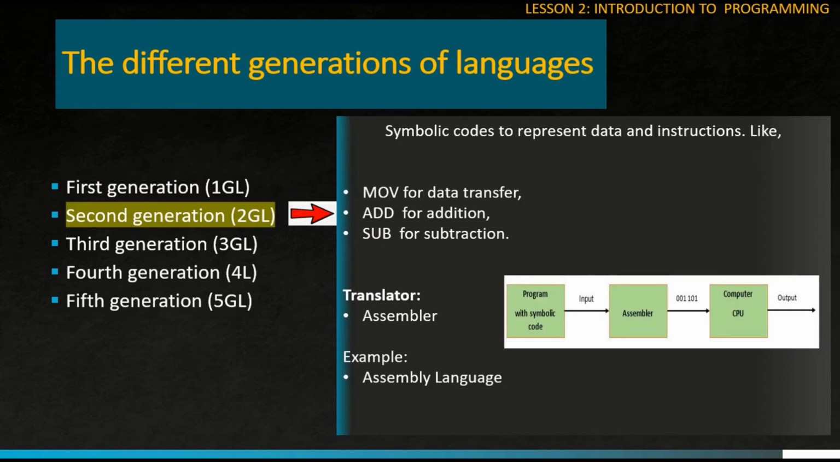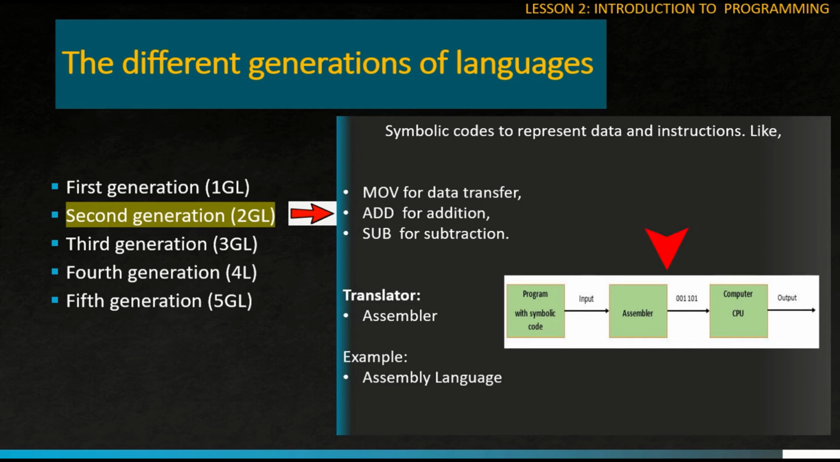Let's now talk about the second-generation languages. Languages in second generation are a step better than the first-generation languages. In second-generation languages, computer scientists introduced symbolic codes to represent data and instructions. Like MOV for data transfer, ADD for addition, and SUB for subtraction. The scientists also developed a translator called assembler. The job of the assembler was to translate symbolic codes into binary form.